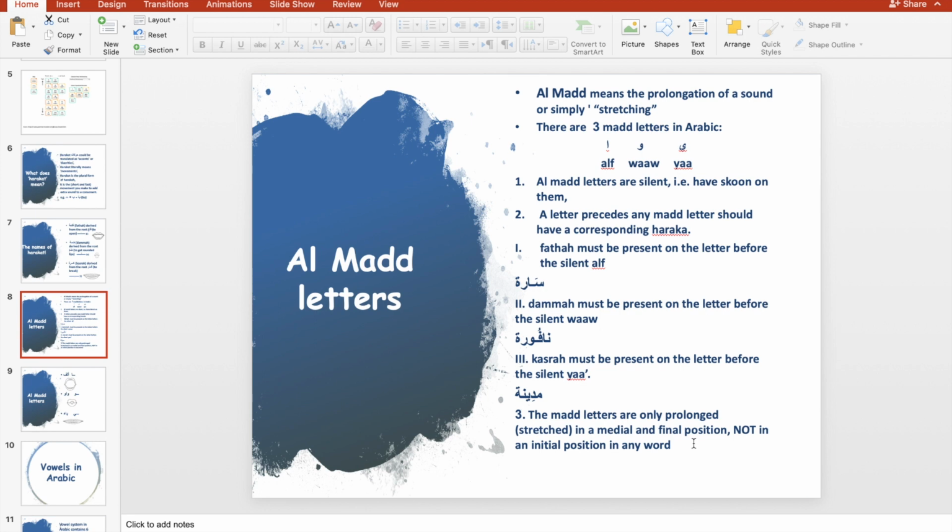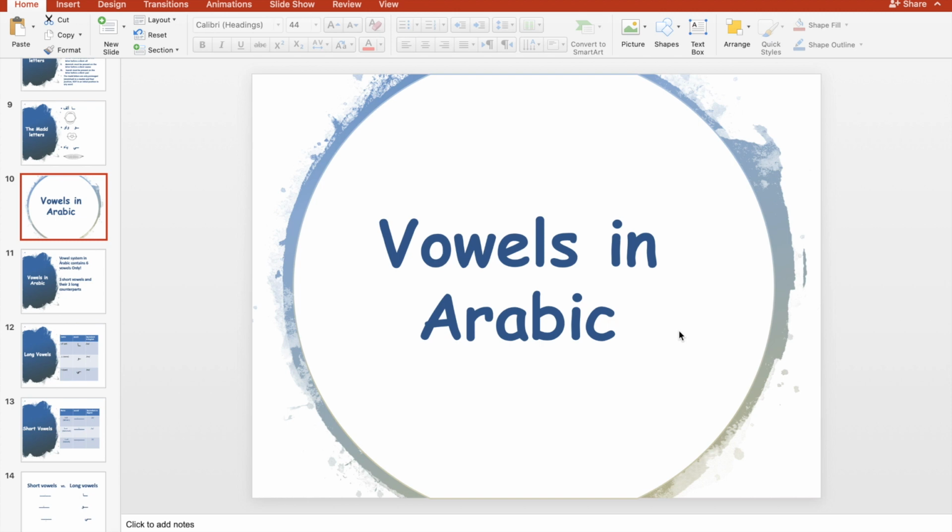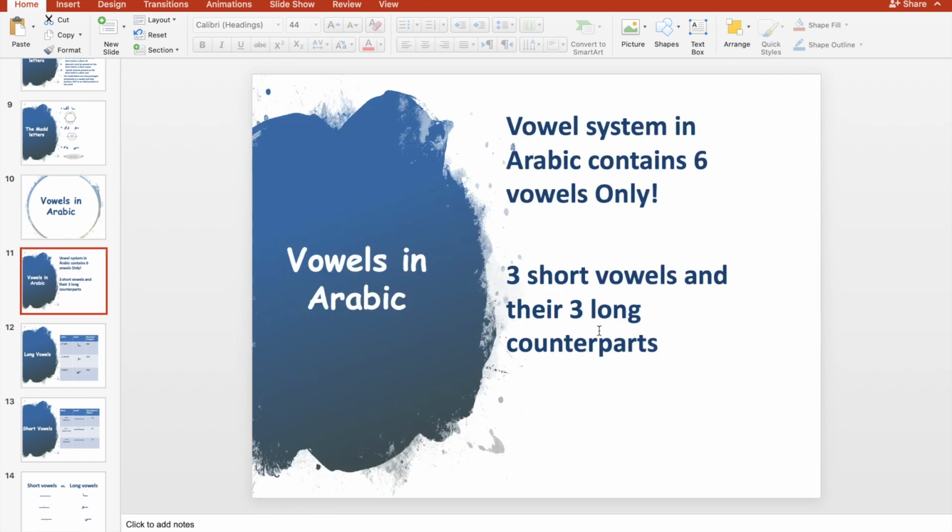Again, they are stretched when they come in the middle or at the end of a word, not when they come at the beginning. So far, we have paved the way to fully understand the vowel system in Arabic and hopefully provided an adequate basis for presenting the vowels. The Arabic system has 6 vowels only, 3 short vowels and another 3 long vowels.